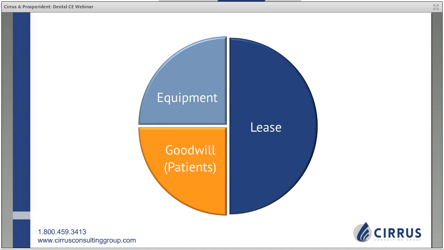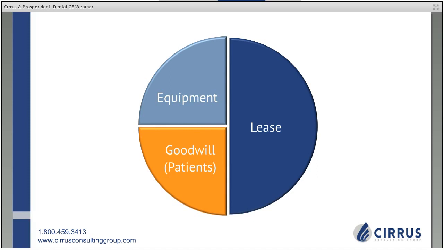And more often than not, we have encountered many cases where landlords will ask the seller for a percentage of proceeds from the sale of the practice in order to allow the transfer of the lease. So we will talk about how to avoid those scenarios, how to protect you and your practice, and make sure the lease is transferable and sellable.